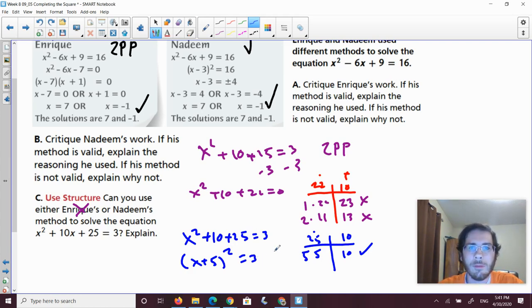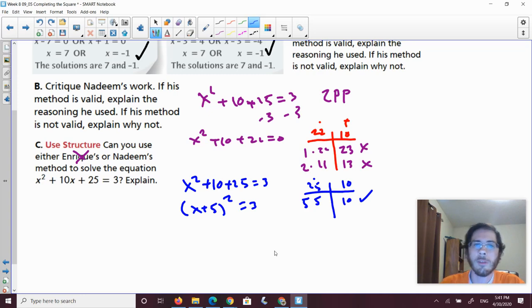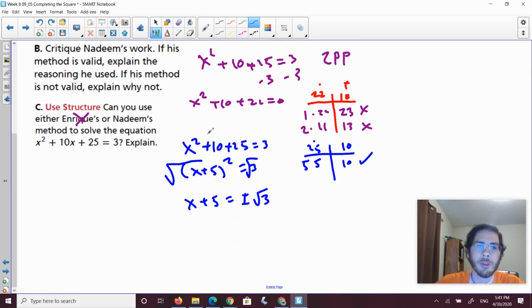So let's see. Remember, this way we're doing solve by square root. So I have to square root both sides. So x plus 5 equals plus or minus the square root of 3. Nadim split it up into two equations next, so I'll do the same thing. So x plus 5 equals square root of 3. x plus 5 equals negative square root of 3. Subtract 5 from both sides.